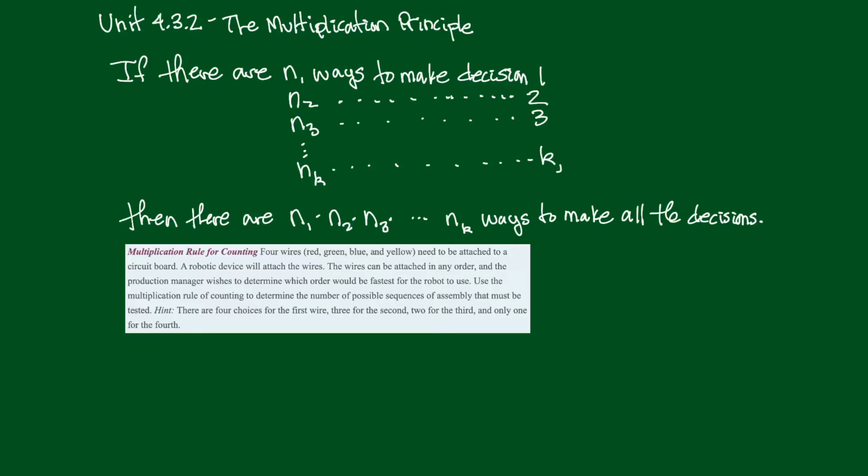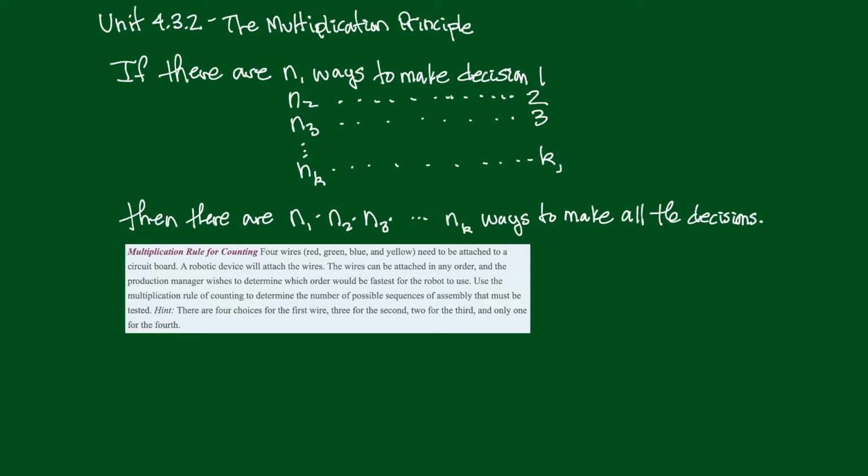Here's an example. Suppose we've got 4 wires, red, green, blue, and yellow, and they need to be attached to a circuit board. A robotic device will attach the wires. The wires can be attached in any order, and the production manager wishes to determine which order would be fastest for the robot to use. Use the multiplication rule of counting to determine the number of possible sequences of assembly that must be tested. Hint: there are 4 choices for the first wire, 3 for the second. Well, the hint tells us exactly what to do already.